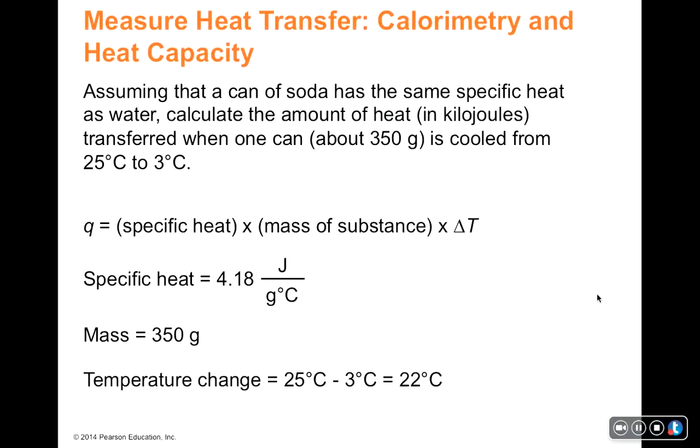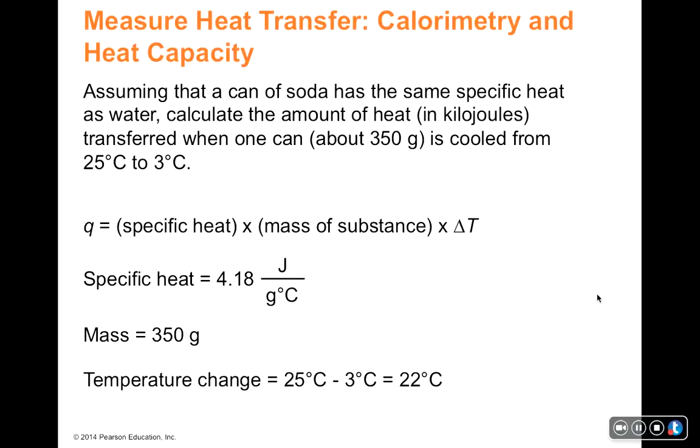So here's the type of problem that you might see for these reactions. Assuming a can of soda has the same specific heat as water, again I would give you that specific heat, calculate the amount of heat in kilojoules transferred if one can, about 350 grams, is cooled from 25 degrees Celsius to 3 degrees Celsius. Another thing to pay attention to here is to make sure that your units for temperature match your units given in this example, specific heat. So oftentimes you may need to convert from Kelvin to Celsius. So just make sure you're paying attention to that.